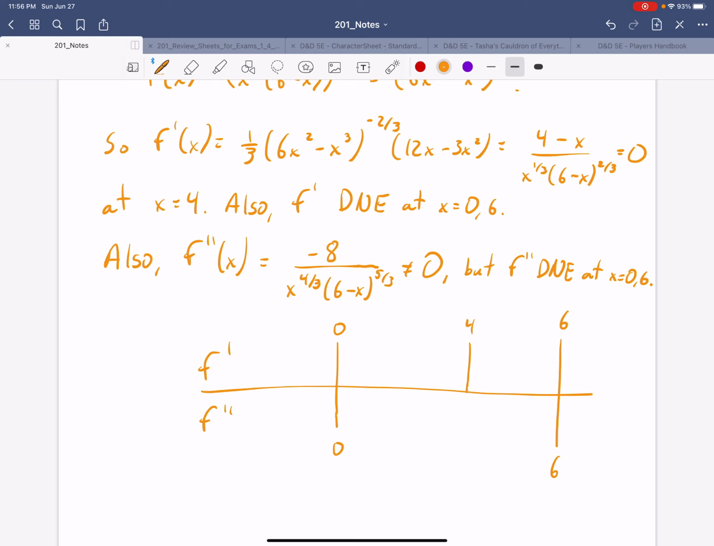Anyway, we plug in values. This is a little bit tricky. It's best to look at whether the numerator is positive and whether the denominator is positive. So remember, we're looking at this function here to figure out these values, okay?